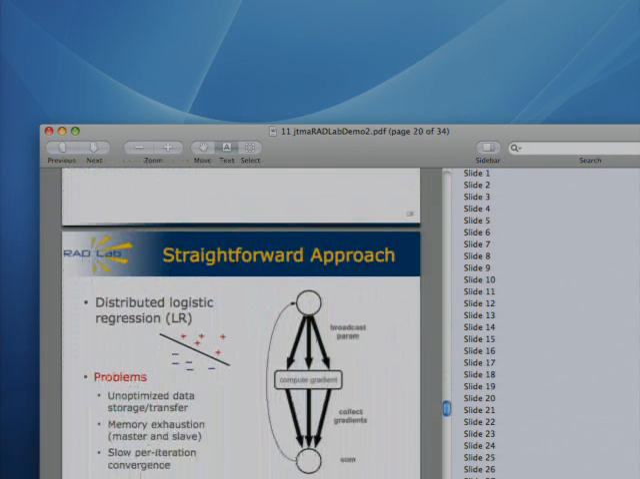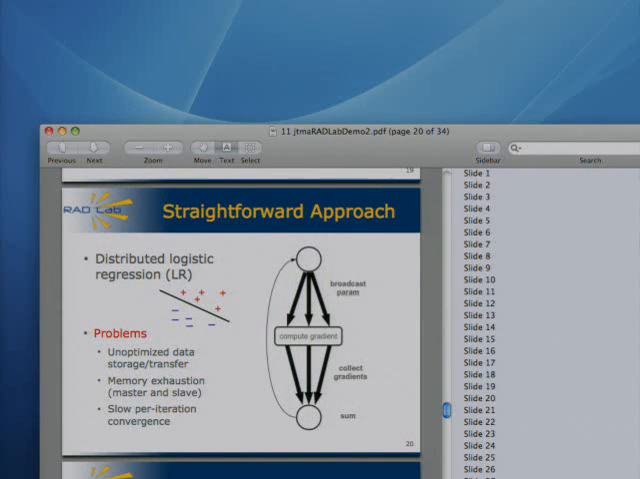So the straightforward approach, which I explained earlier for distributed logistic regression, was insufficient because we ran into a few problems with that. And I'll explain how we used elements of the RAD lab stack to address these problems. The first was unoptimized data storage and transfer mechanisms. The second was memory exhaustion on the master and the slave. And finally, the third was more algorithmic: slow per iteration convergence of the decision boundary.